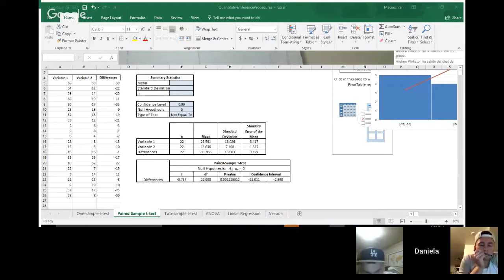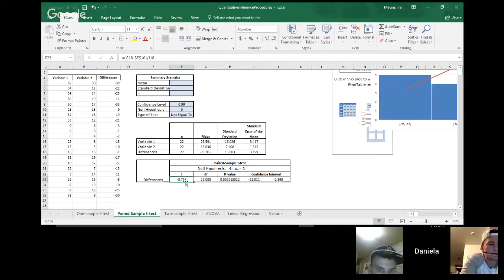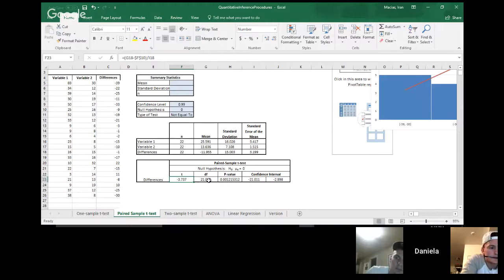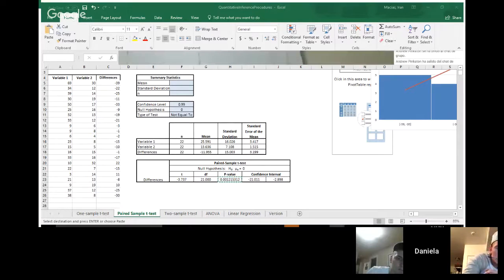Okay, so question 9, which is greater, the N or the DF? What is DF? Degrees of freedom. So N is greater, because degrees of freedom is always N minus 1. What is the p-value? Was it 0.001? Yeah, 0.001. Okay. So we can reject it. Yeah, we can reject that.